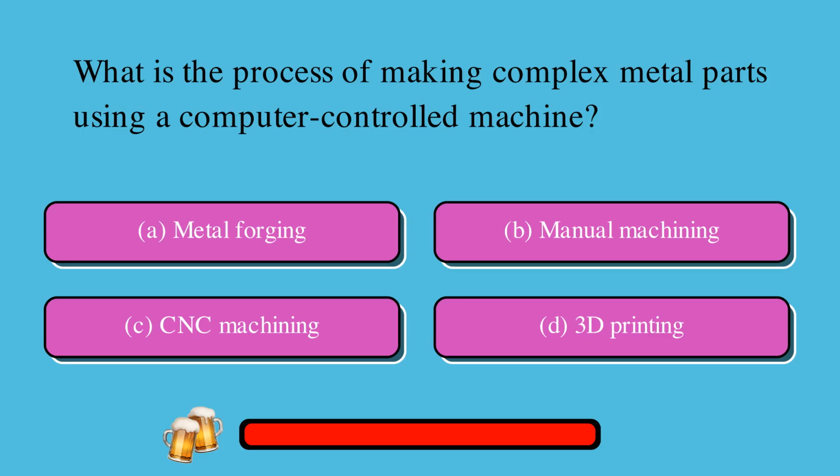What is the process of making complex metal parts using a computer-controlled machine? Is it A. Metal forging, or B. Manual machining, or C. CNC machining, or D. 3D printing? The correct answer is CNC machining.